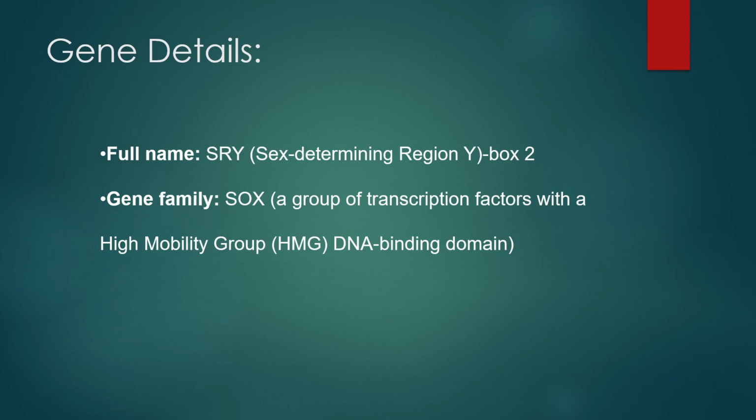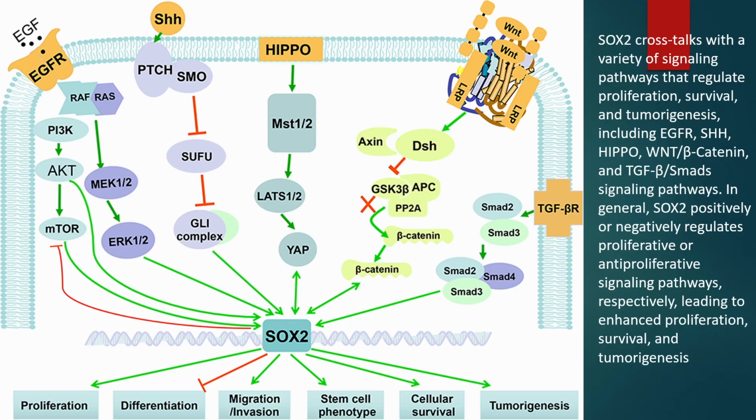Now, as far as gene details are concerned for SOX2, the full name of the gene is SRY or sex determining region Y box 2. The gene family to which SOX2 belongs is a group of transcription factors with a high mobility group HMG DNA binding domain. SOX2 crosstalks with a variety of signaling pathways, which you can see here, that regulate proliferation, survival, and tumorigenesis, as also mentioned earlier.